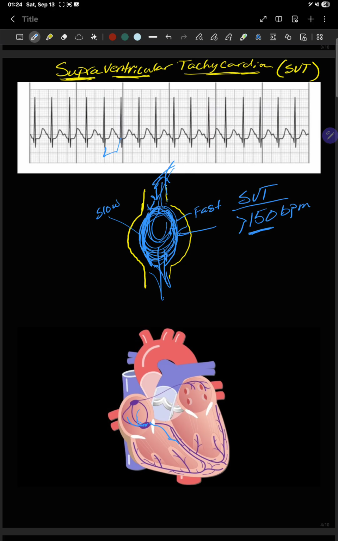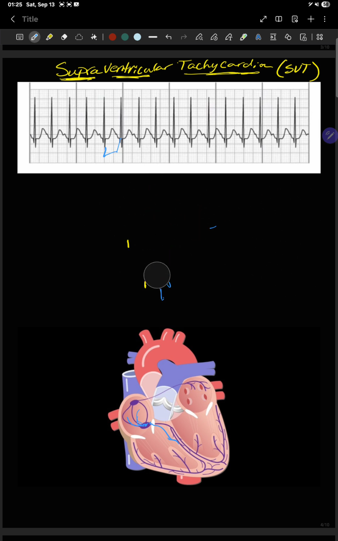Okay, so now if we're stuck in that pathway and we're making our loop here, what is the drug that we can give that is the number one treatment for SVT? And that drug is adenosine. Remember? That's the one that works on the AV node right there. So we come over here and we're like, okay, let's give you some adenosine.